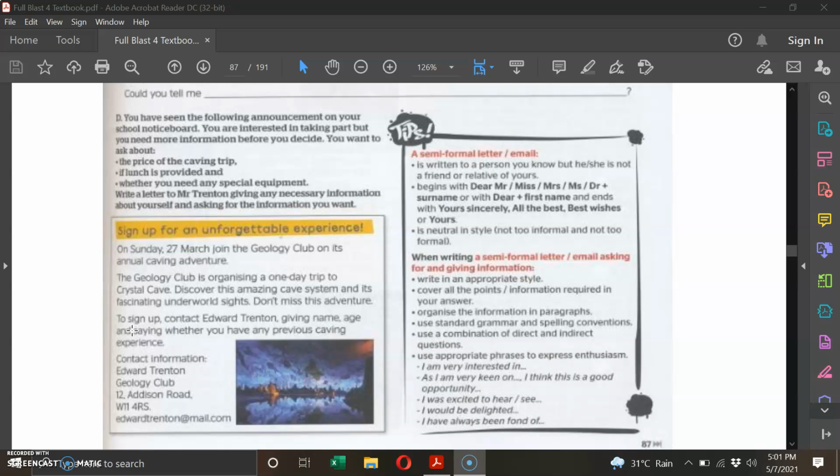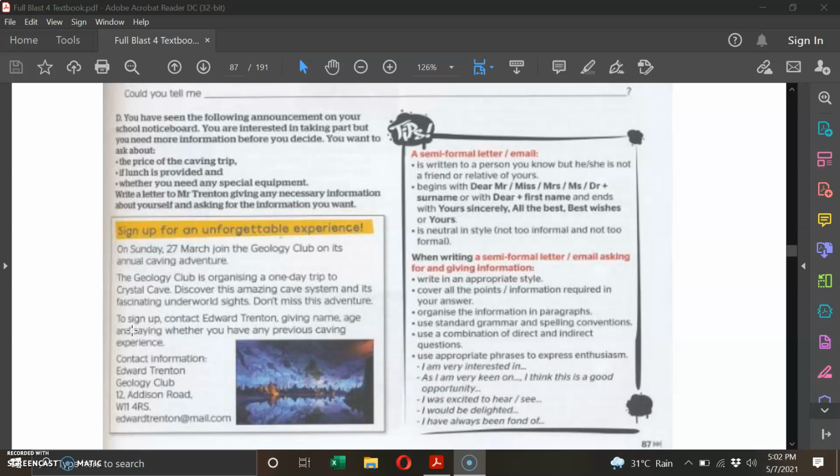Write a letter to Mr. Trenton giving any necessary information about yourself and asking for the information you want. Tuliskan surat kepada Mr. Trenton, memberikan maklumat yang diperlukan mengenai diri anda dan bertanyakan tentang informasi yang anda mahukan. So, let's take a look at the announcement.